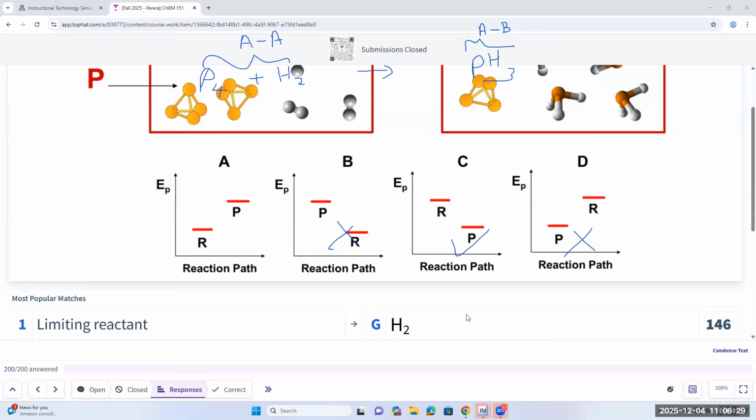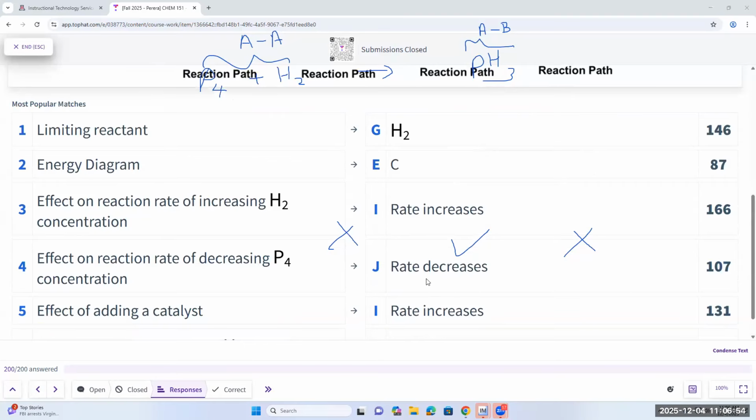It doesn't matter whether it is limiting or not. Whenever you increase the particles or concentration of the reactants, it's going to increase the rate. Why? There's going to be a higher collision frequency. And the other way around is true as well. If you decrease the concentration, the rate should decrease. Why? The collision frequency decreases because there will be fewer collisions per given time.